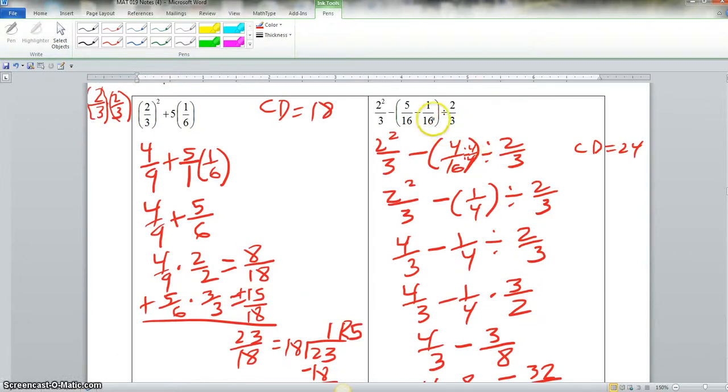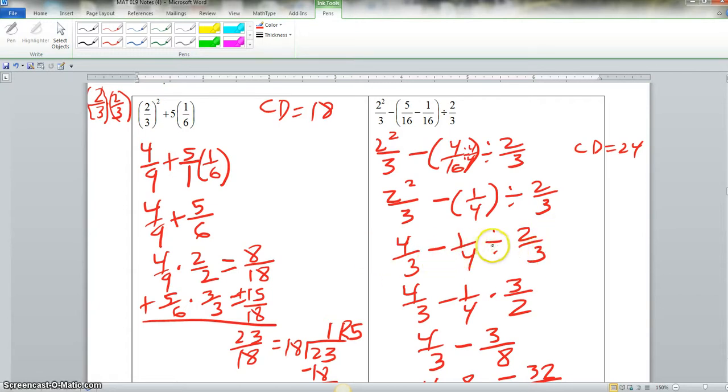Okay, I want to do a little recap over this last problem. What we did was we did what was in parentheses first. We had 5/16 minus 1/16, which gave us 4/16, and we brought everything else down, and we divided the numerator and denominator both by 4, which made this 1/4, and we brought everything else down. Now, the next thing we end up doing, because we couldn't do anything else in this parenthesis, we did the exponent. 2 to the second is 4, and that's over 3, minus 1/4 divided by 2/3.